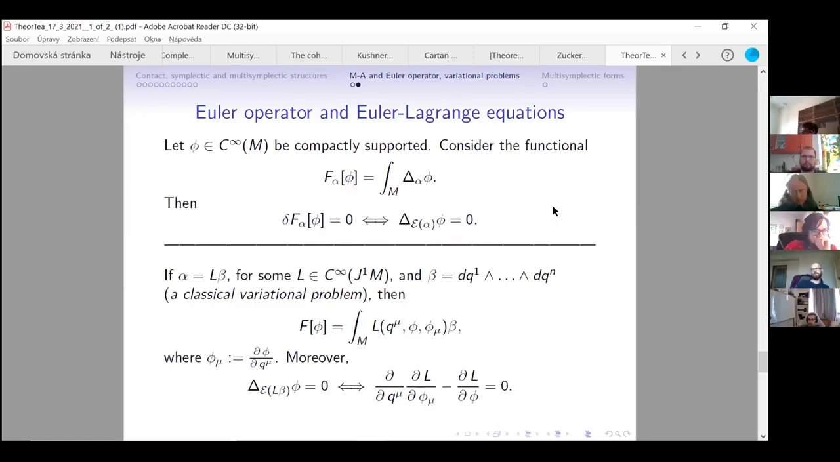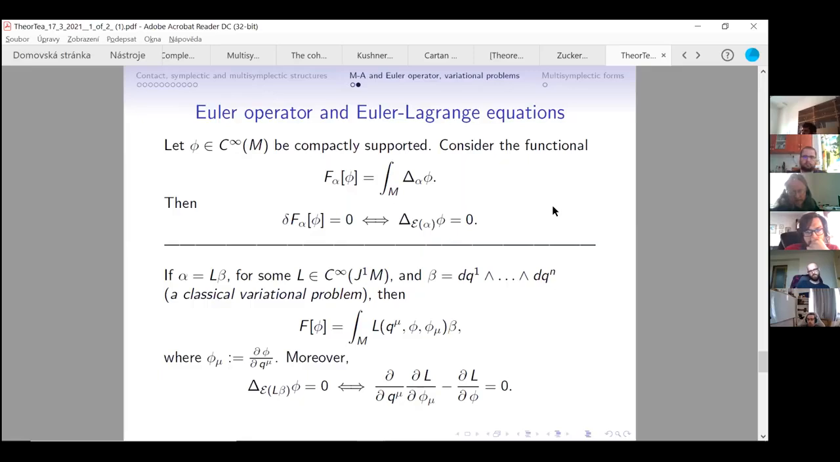So we get a unique representant of the PDE, and then we can ask whether there is some alpha such that epsilon alpha will give us this effective part of, let's say, omega, which represented the PDE. So in other words, we are asking whether we can solve the variational problem up on the level of differential n forms on the first jet space, J1M.